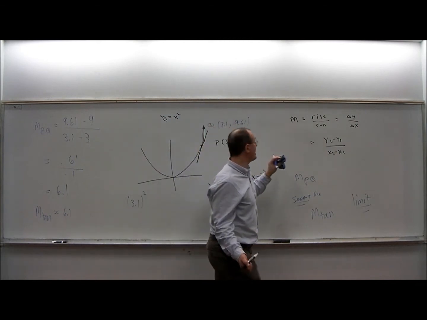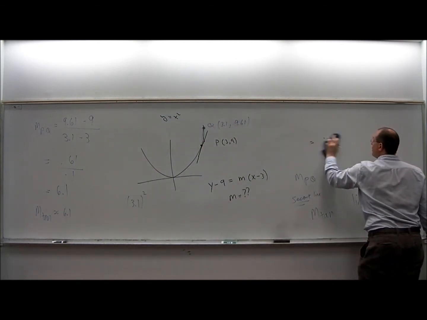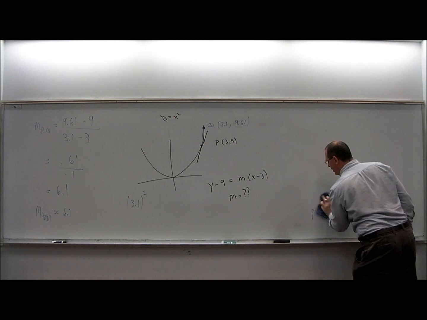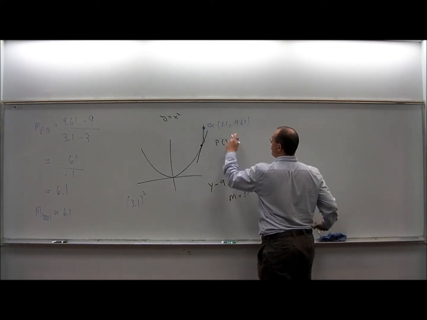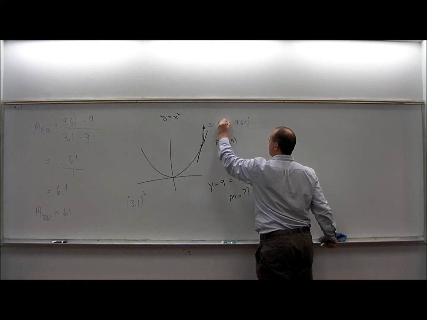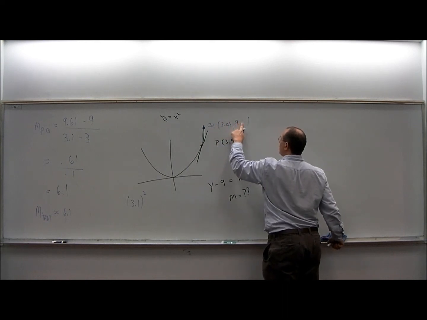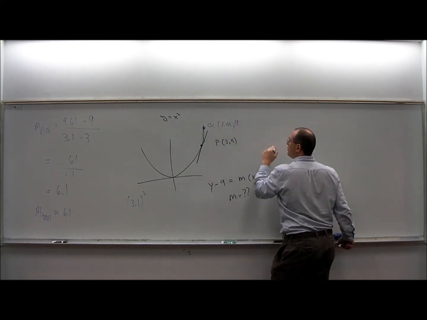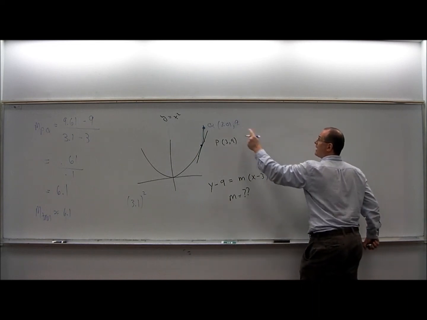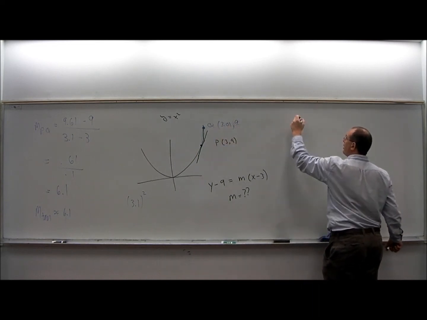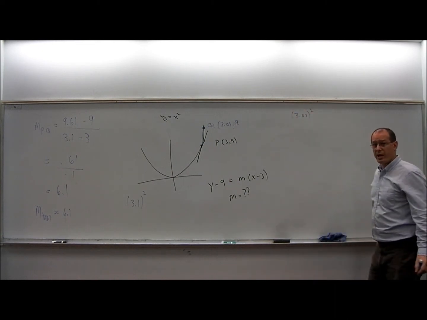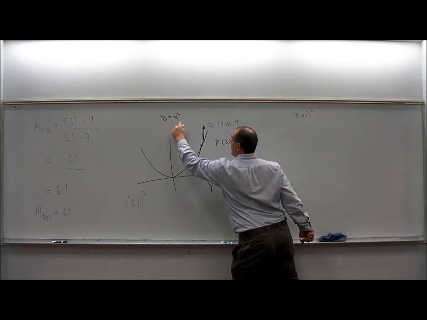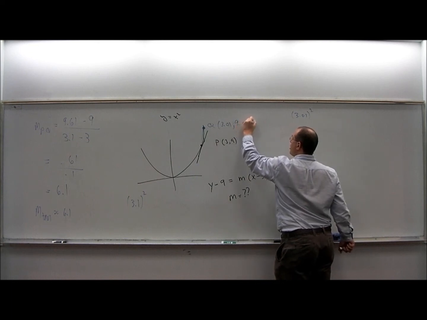Let's try another example. Let's move the point Q even closer. Instead of Q being 3.1, let me make the x coordinate of Q 3.01. Then the y coordinate is going to be 3.01 squared, because y is equal to x squared. And that's 9.0601.